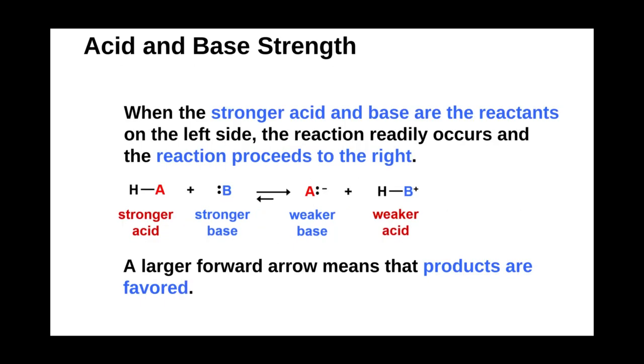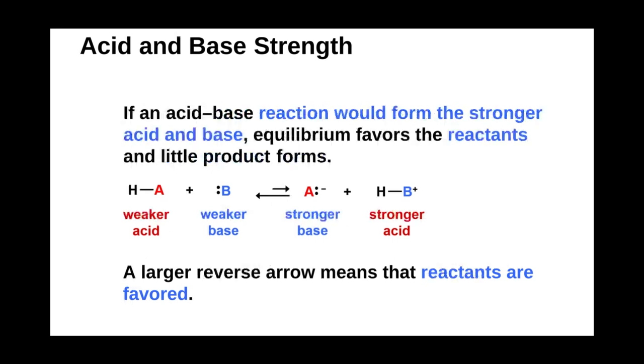So when the stronger acid and the stronger base are the reactants on the left side, so this side, stronger acid, stronger base, the reaction readily occurs and the reaction proceeds to the right and is favored to stay on the right. So as we discussed before, this larger arrow here, larger going forward, smaller going back, implies the reaction is at equilibrium, but it's not equal concentrations on both sides. It favors the weaker acid and the weaker base over the stronger acid and the stronger base.